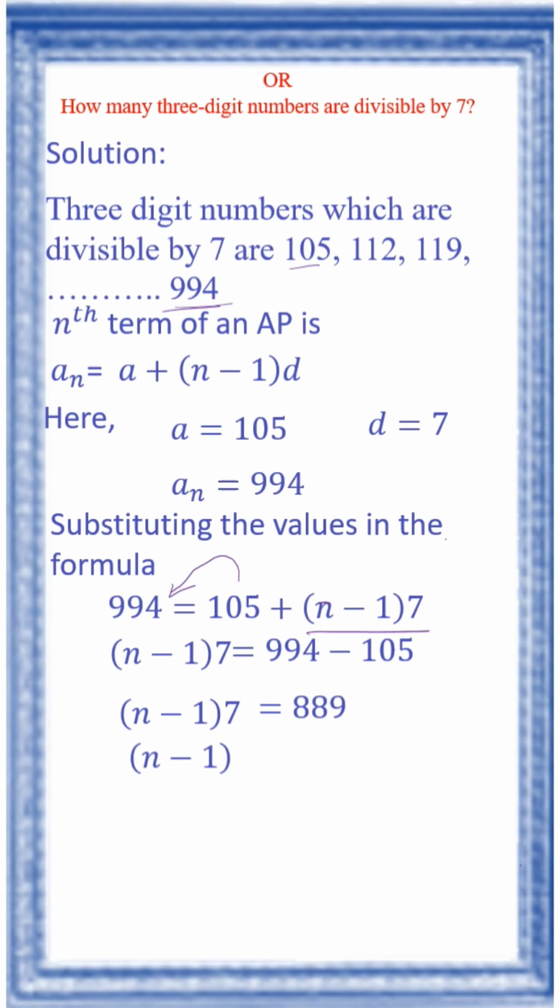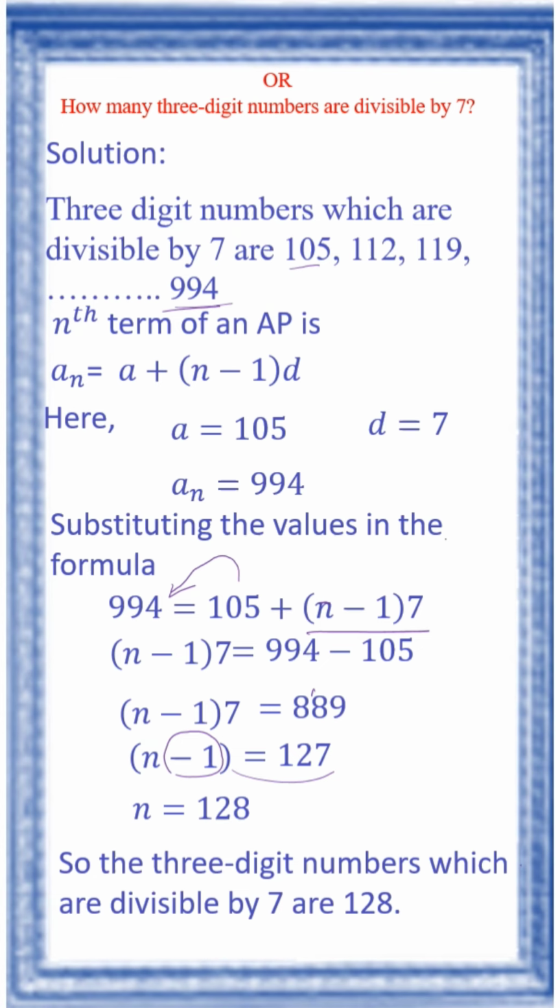So n minus 1 into 7 is equal to 889. So n minus 1 is equal to 889 by 7. That is equal to 127. So n minus 1 is equal to 127. n is equal to, transpose this 1 to this place, you will get 128. So the 3-digit numbers which are divisible by 7 are 128.